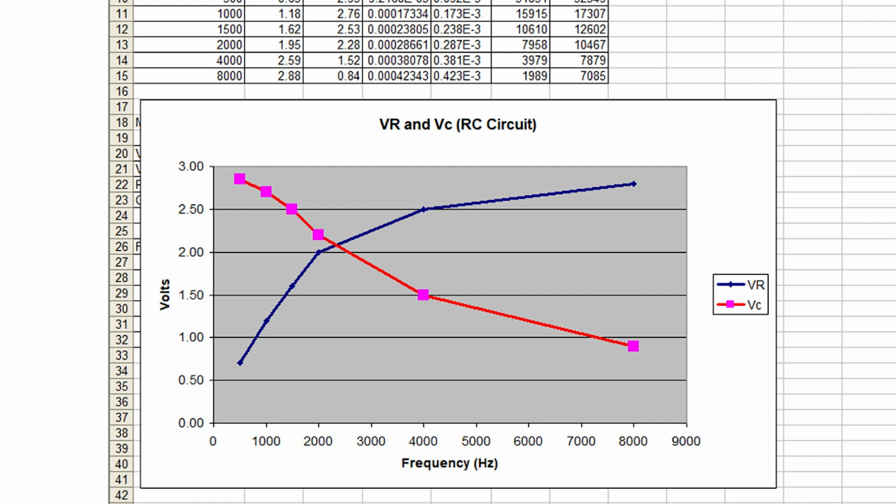So this is why the voltage across the capacitor would be considered a low-pass filter. At the low end of the frequencies, the voltage across the capacitor is high, and at the higher end of the frequencies, the voltage of the capacitor gets attenuated or diminished, therefore making it a low-pass filter.